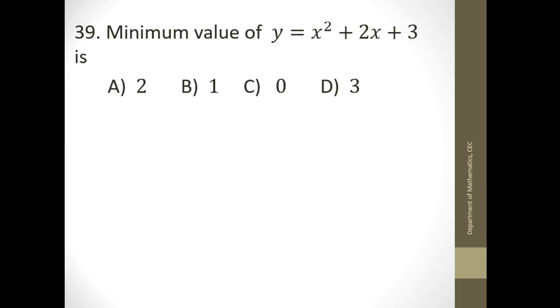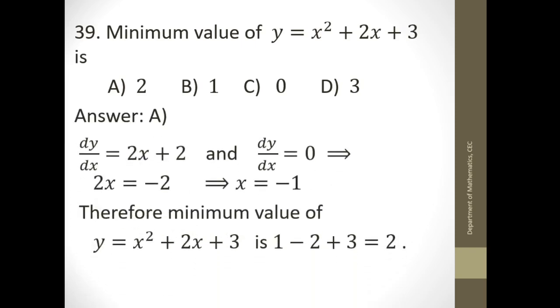Minimum value of y. To find it, first find dy by dx, then equate dy by dx to 0. At x equal to minus 1, dy by dx is 0. So minimum value is obtained at x equal to minus 1. Substitute x equal to minus 1. Minus 1 square is 1, minus 2 plus 3. Therefore, minimum value is 2.